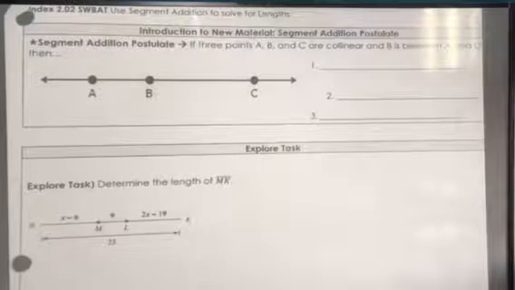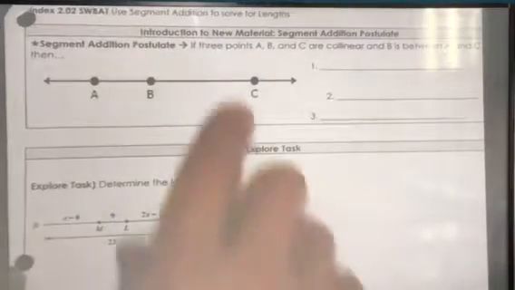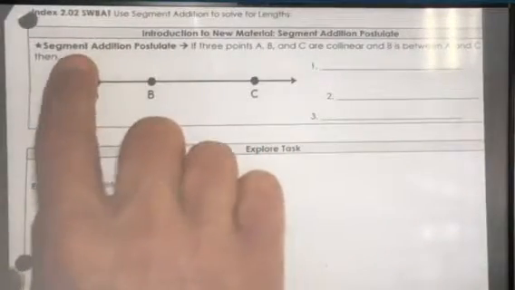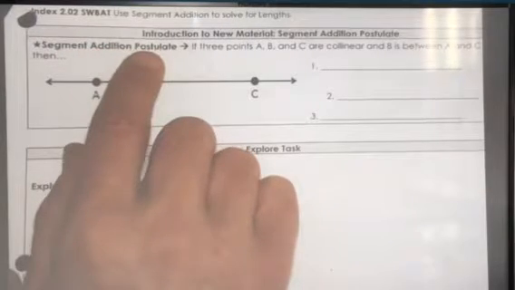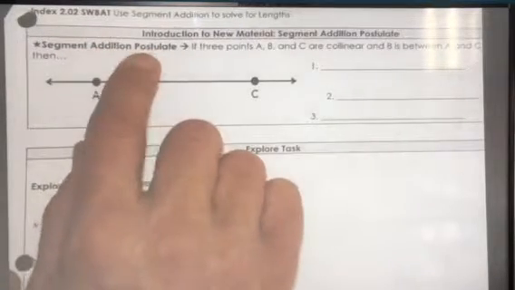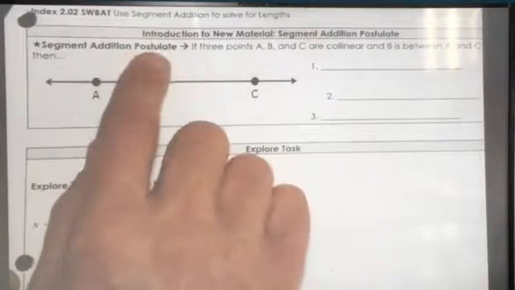Okay, objective 2.02. Students will be able to use segment addition to solve for lengths. So we'll start with the segment addition postulate. Postulate is a word that means kind of argument or theory.